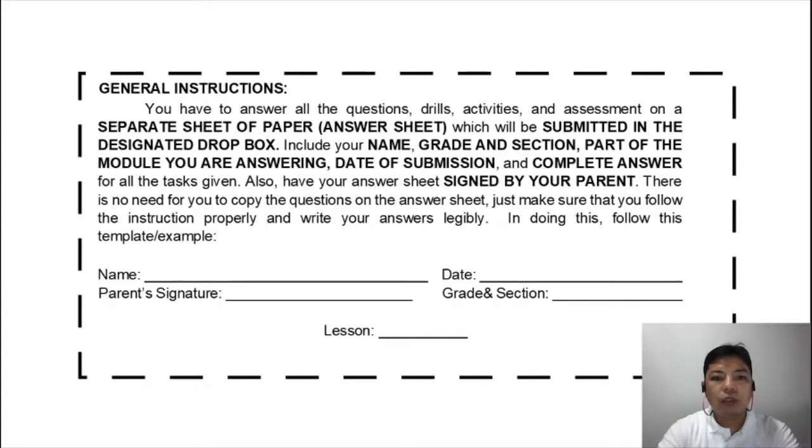Let's read the general instructions before we start. You have to answer all the questions, drills, activities, and assessment on a separate sheet of paper, which will be submitted in the designated drop boxes in your barangay. Include your name, grade, and section, the part of the module you're answering, the date of submission, and complete answers for all the tasks given. Also have your answer sheet signed by your parents. There is no need for you to copy the question on the answer sheet. Just make sure that you follow the instructions properly and write your answers legibly. In doing this, follow this template or example below.